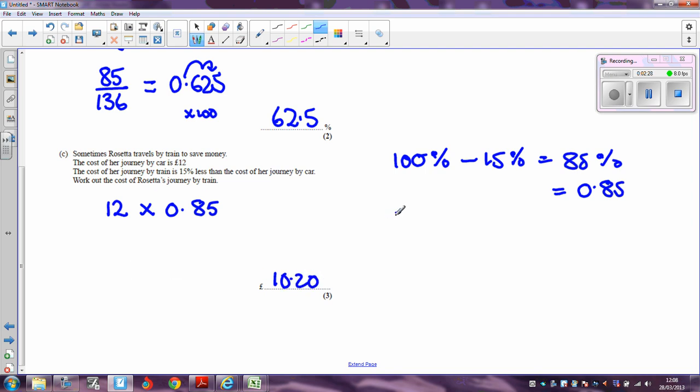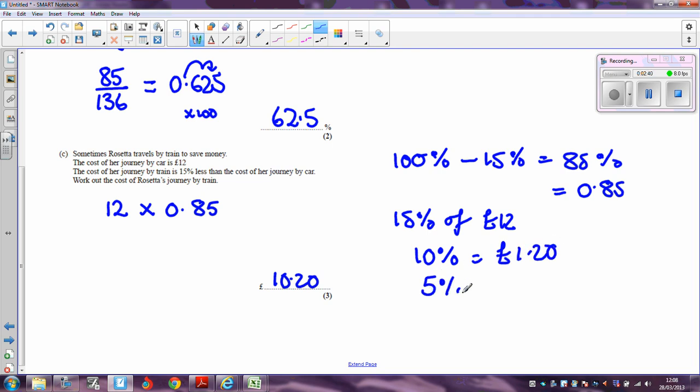Another way of doing that, if you want to, slightly longer way round, is to work out 15% of 12. Well, I can see that 10% is going to be £1.20, and 5% is half of that, which is going to be 60p. So altogether 15% is £1.20 plus 60p, which is £1.80. And if you take £1.80 away from the original £12, again you'll get £10.20.